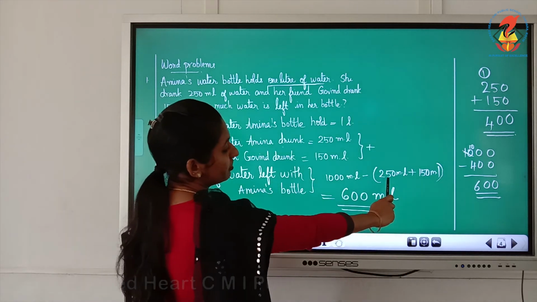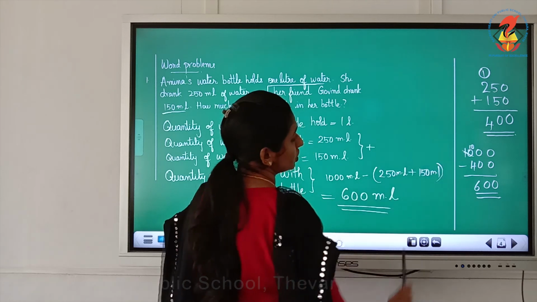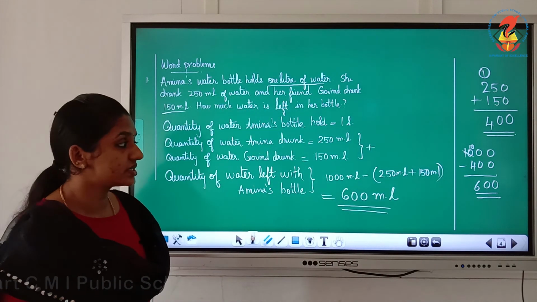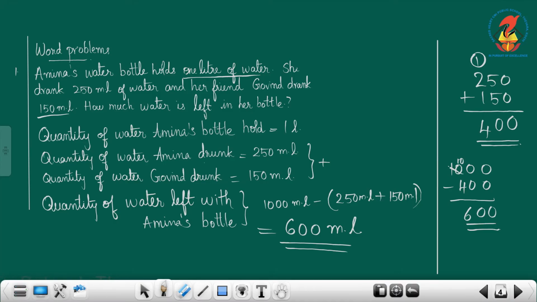So, 250 milliliter plus 150 milliliter, after the addition you will get 400 milliliter. So, 1000 milliliter minus, here you can write one more step, 1000 milliliter minus 400 milliliter. Okay. Then you can write 600 milliliter. Clear? Okay, we are going to move to the next question.